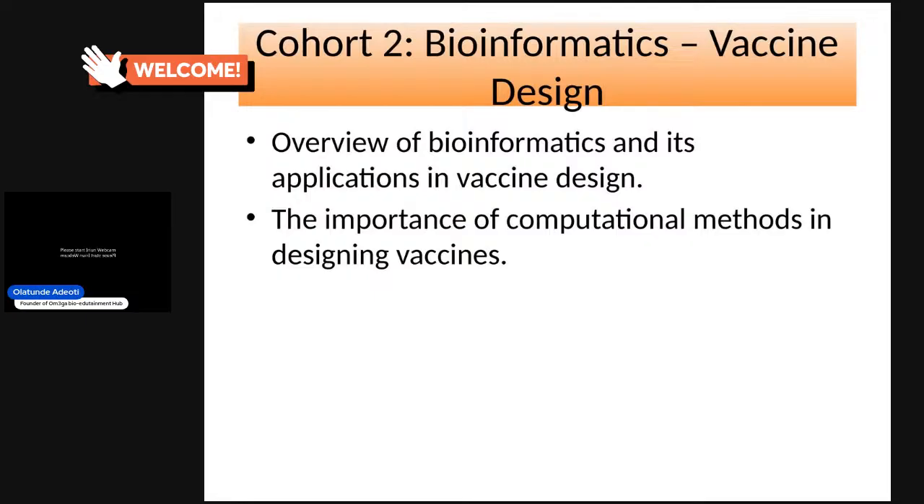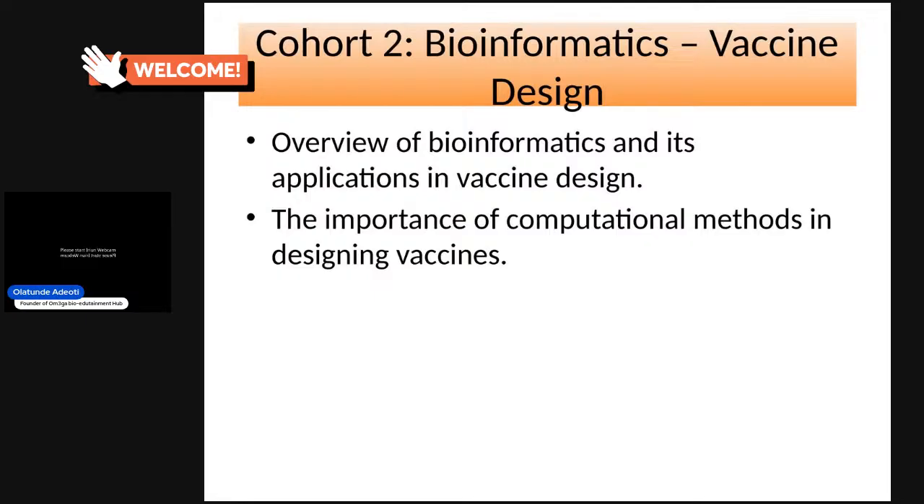So apart from bioinformatics, you also need to have good knowledge of what a vaccine is, the different types of vaccine, and which one you are going to produce. You should also understand the biology of the organism you are interested in. We will see it as we go on. Then the computational method in designing a vaccine.